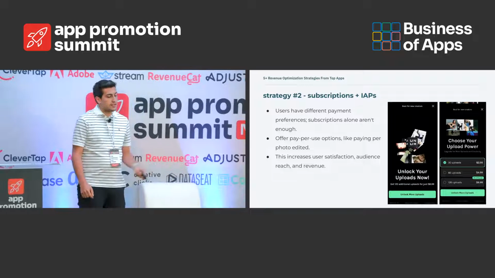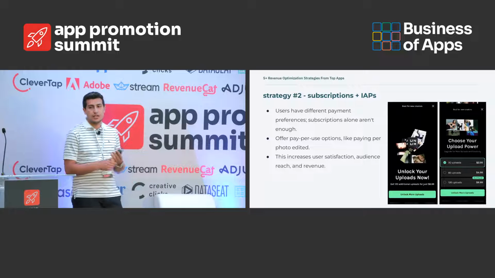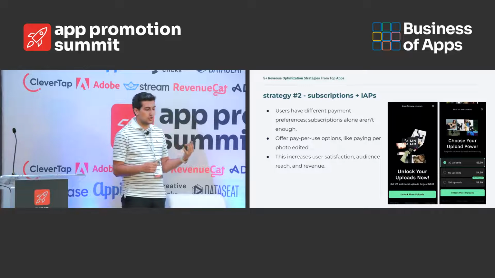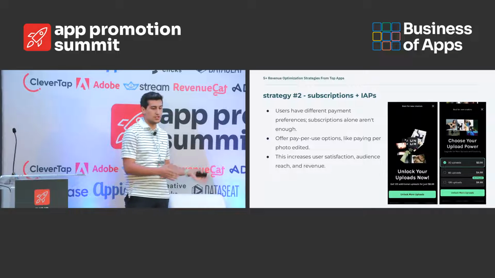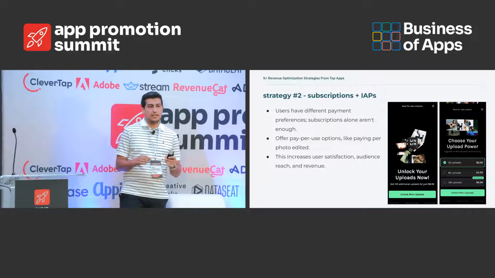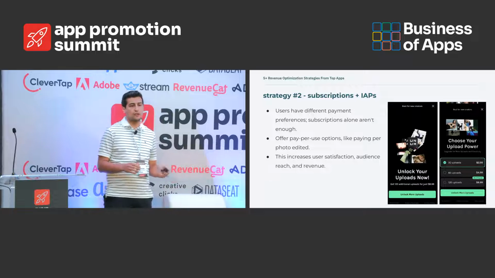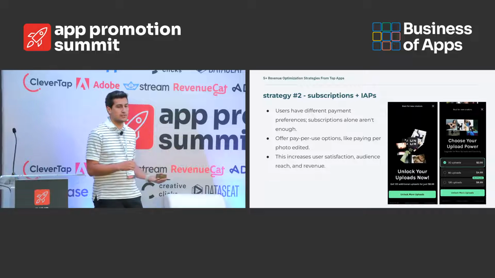And the other strategy is about combining your subscriptions with in-app purchases. As Ariel mentioned, there are a lot of apps that don't use subscriptions, but the ones that do don't combine them with in-app purchases or consumable products. The thing is, you're going to have a lot of users who are not going to pay for your subscription. So the question is: how can we monetize these users?